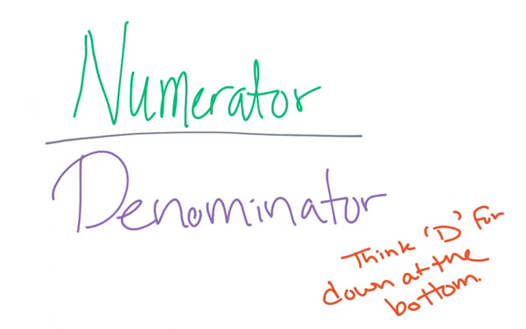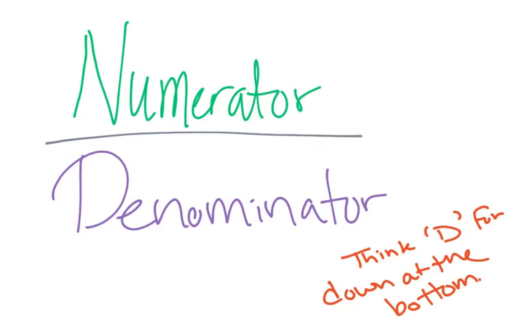2 words you really need to know for fractions are numerator and denominator. Your numerator tells you how many parts you have out of the denominator's number, which tells you how many total parts there are in one whole. Sometimes it's helpful for people to think D is for denominator, D goes down on the bottom.